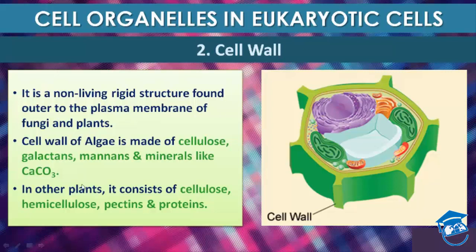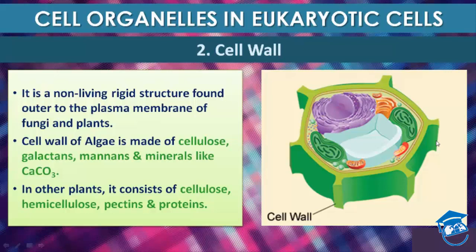In other plants, it consists of cellulose, hemicellulose, pectin and proteins. In the case of algae, it is made up of cellulose, galactans, mannans and minerals like CaCO3. So by now you can say that the cell wall is very tough. It is a rigid layer that surrounds some types of cells, more specifically plant cells, fungi, algae and some archaea also.